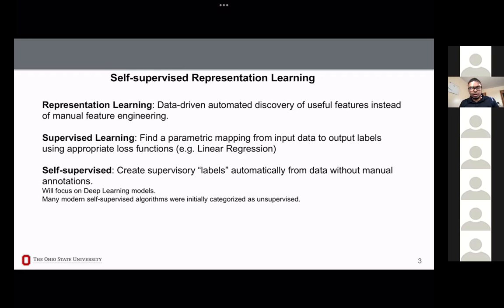So as I've already hinted, we'll focus on deep learning models during this presentation. And yeah, that's about it. Let me just move on to the next slide.